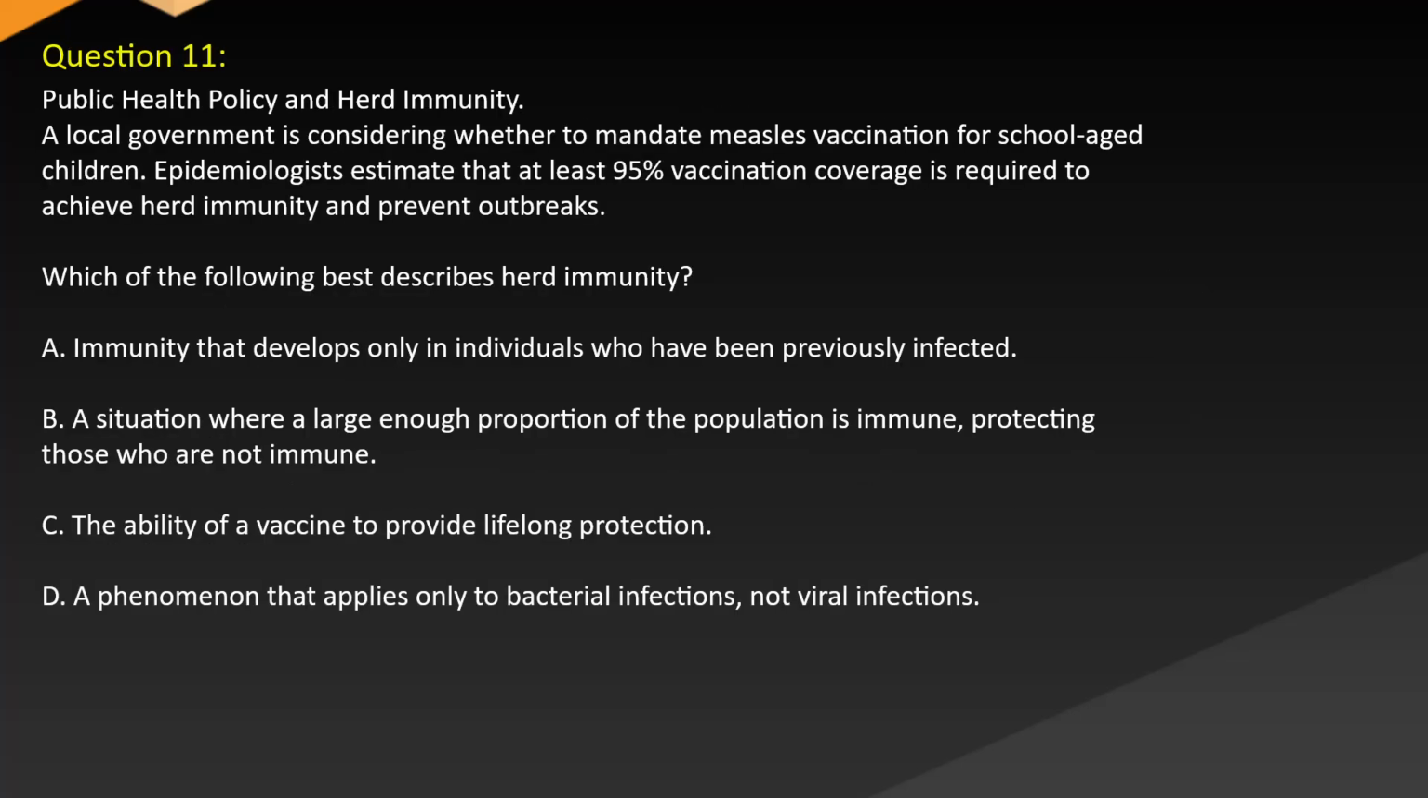Question 11. Public health policy and herd immunity. A local government is considering whether to mandate measles vaccination for school-aged children. Epidemiologists estimate that at least 95% vaccination coverage is required to achieve herd immunity and prevent outbreaks. Which of the following best describes herd immunity? A. Immunity that develops only in individuals who have been previously infected. B. A situation where a large enough proportion of the population is immune, protecting those who are not immune. C. The ability of a vaccine to provide lifelong protection. D. A phenomenon that applies only to bacterial infections, not viral infections.